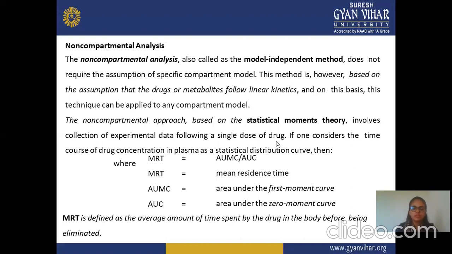These parameters we already discussed in the previous lecture, and with them you calculate MRT, the mean residence time. AUMC is the area under the first moment curve, and AUC is the area under the zero moment curve. So in this non-compartmental model, MRT is equal to AUMC divided by AUC.